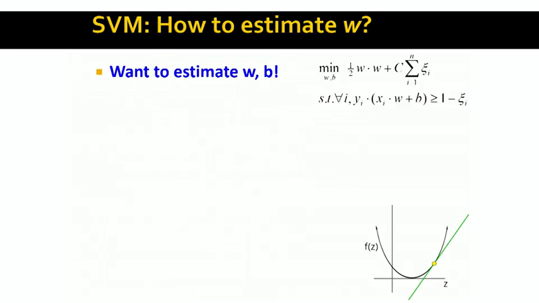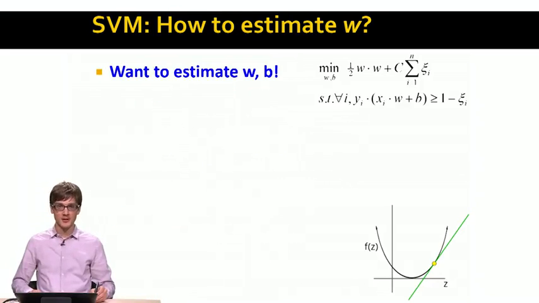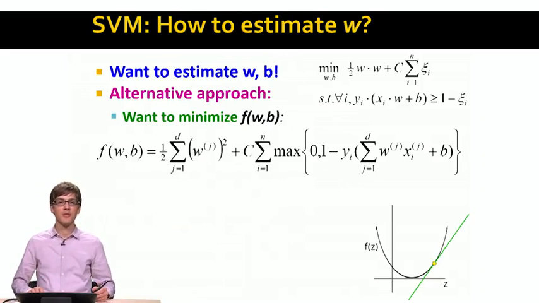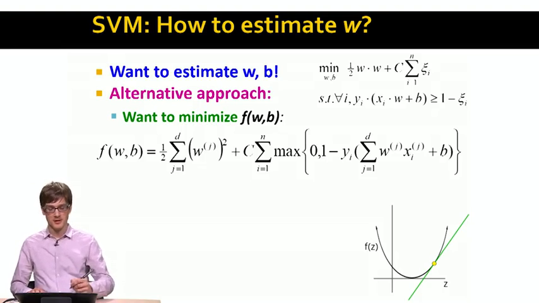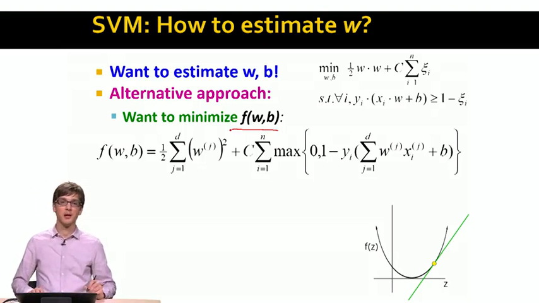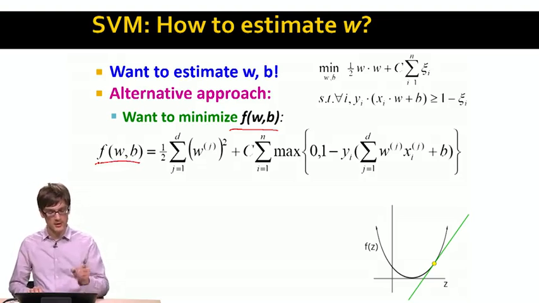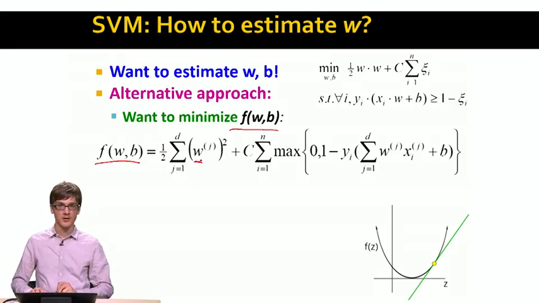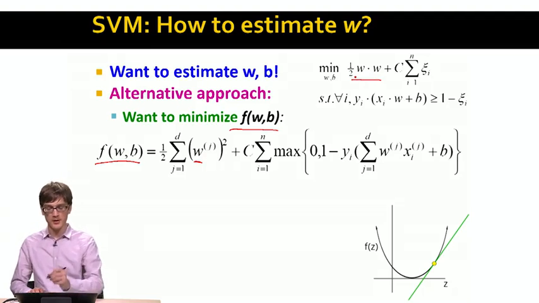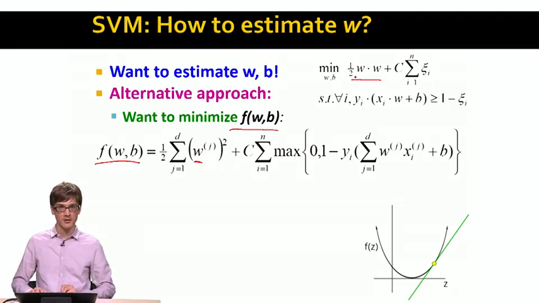So our goal is to estimate W and B. And the way we will do this is we will come up with an alternative approach. Imagine that we want to minimize this function f of B and W. So there is some abstract function that has two parameters, and we want to find the value of these two parameters, B and W, such that the function is minimized. What is the function? The function is very simple. This is simply 1/2 the sum over all the dimensions of the squares of the values of W. So this is the first part, the margin maximization part of our optimization problem.